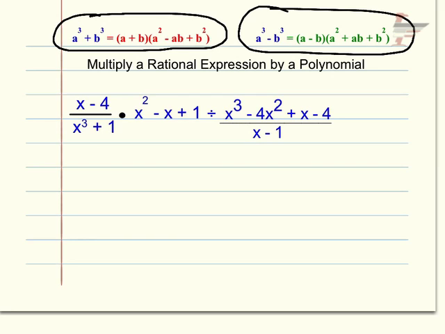So if you have the sum of two perfect cubes, for example x cubed plus 27, you can then factor that down to x plus 3, a plus b, times a squared minus ab plus b squared. And vice versa, if you have the difference between two perfect cubes, that factors down as follows. So take a second, and I'll utilize this in just a second.